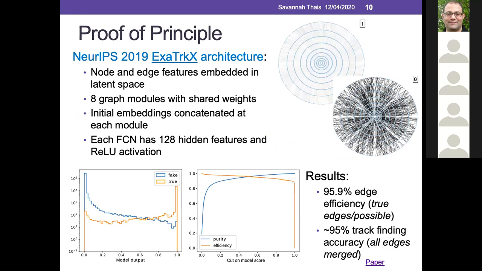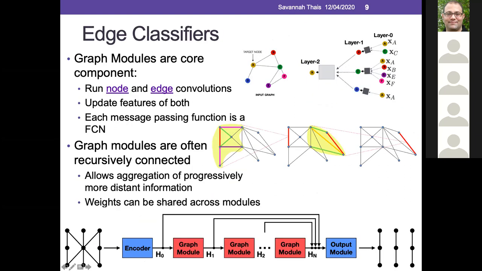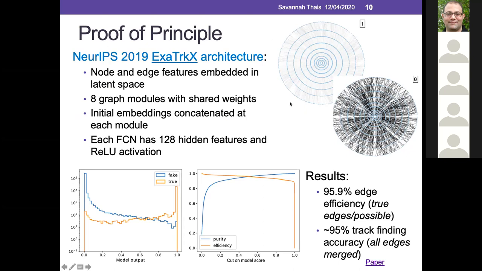So some of the initial work on this that ExaTrack did showed really promising results. They used, like I showed on the previous slide, this encoder and decoder structure, where the graph is first embedded before the convolution operations occur. And they used 8 graph modules with shared weights across the modules. And you can see they already get pretty good classification or separation between the real and fake edges.